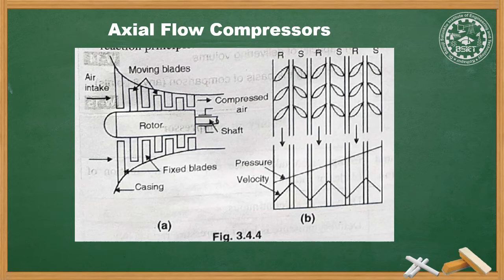This type of compressor is designed according to the reaction principle. The air from atmosphere enters axially and due to rotation of the moving blade causes centrifugal action, increases velocity and then passes through the fixed blade. Thus, there is a rise in pressure through the stage, that is rotor and stator, to both blade rows, moving as well as fixed, and air leaves them in axial direction as shown in figure.